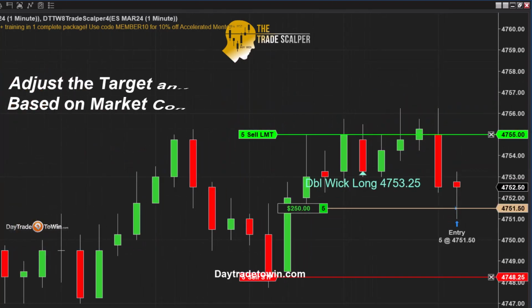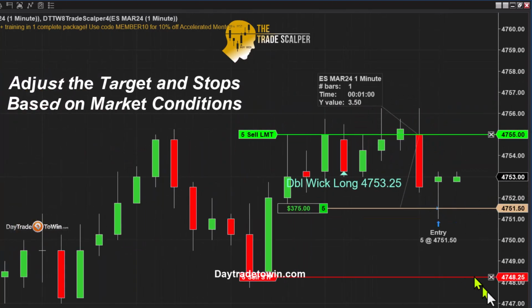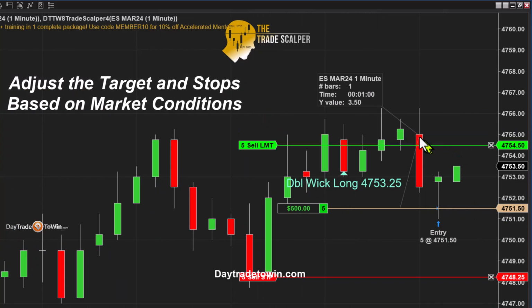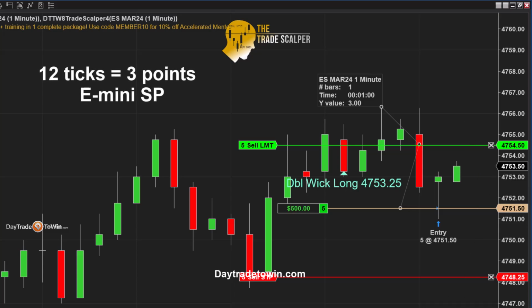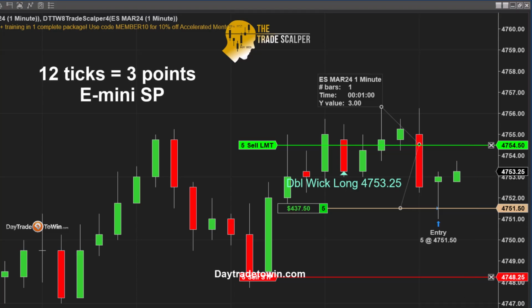Okay, long, 5 contracts. You can do 1 contract. You can do micro contracts. And so let me just adjust this to 3 points. So 3 points is 12 ticks. For those of you who want to learn the difference between ticks and points, 4 ticks is 1 point, 12 ticks is 3 points. So the math is very simple.